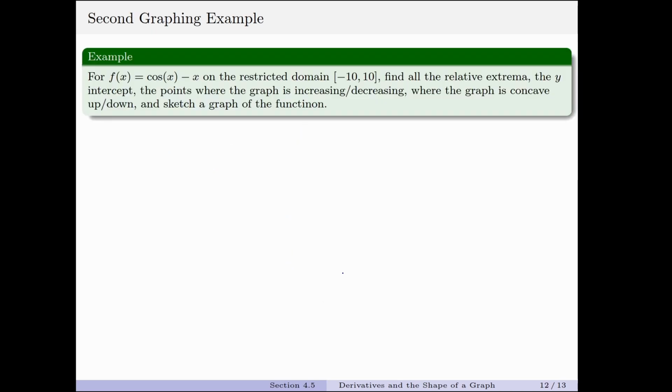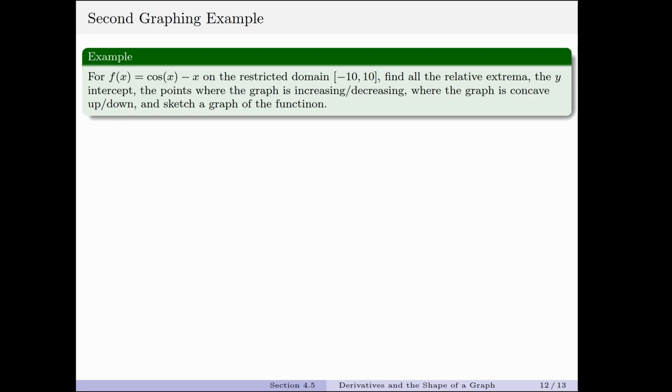All right, so let's look at another example that's not a polynomial. So here my function f of x is cosine x minus x, and we're going to look on the restricted domain negative 10 to 10. That's good because if we want to find all the relative extrema, trig functions might have infinitely many maxes and mins. Now this isn't exactly a trig function because we have this minus x in here, so it's a little bit more complicated than that, but the restricted domain will still be helpful.